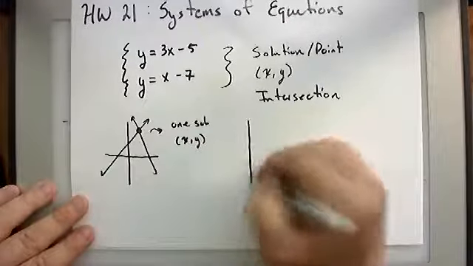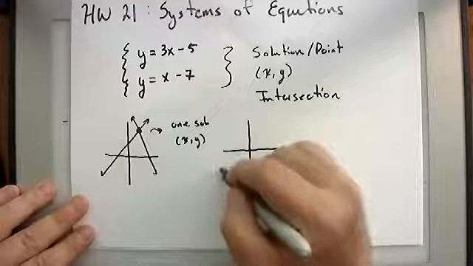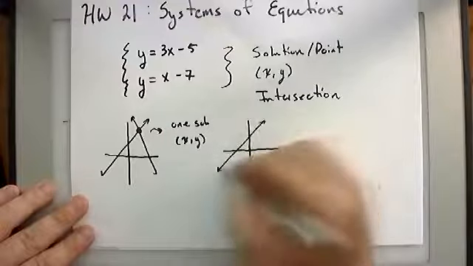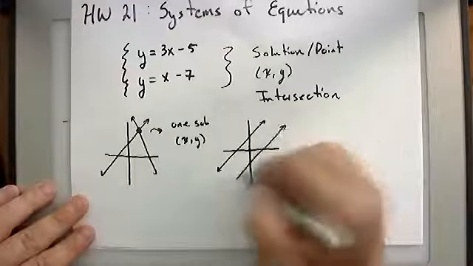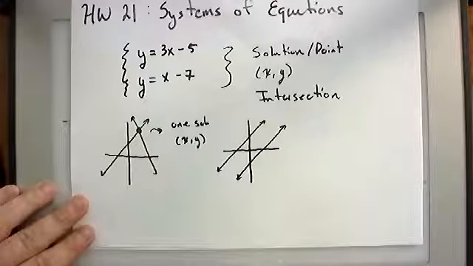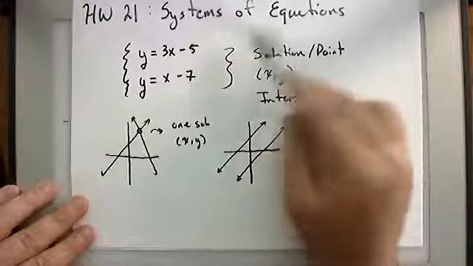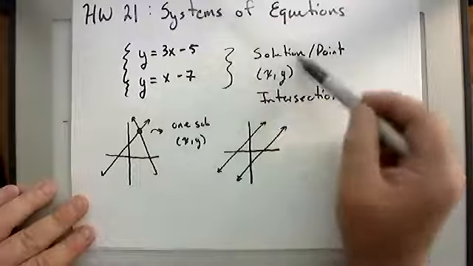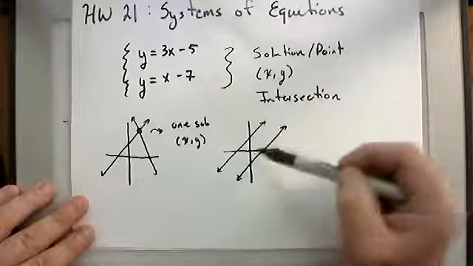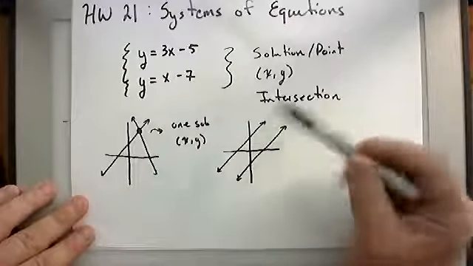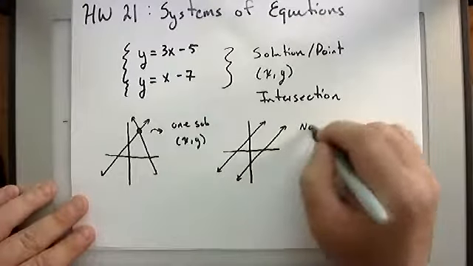The other option, think about this. What if you graphed one line and then you graphed another line and they were parallel? We've talked about parallel lines before. Remember, the solution to this system is simply where the lines cross, where the intersection point is. In this case, they will never cross because they're parallel. So this one has no solution.